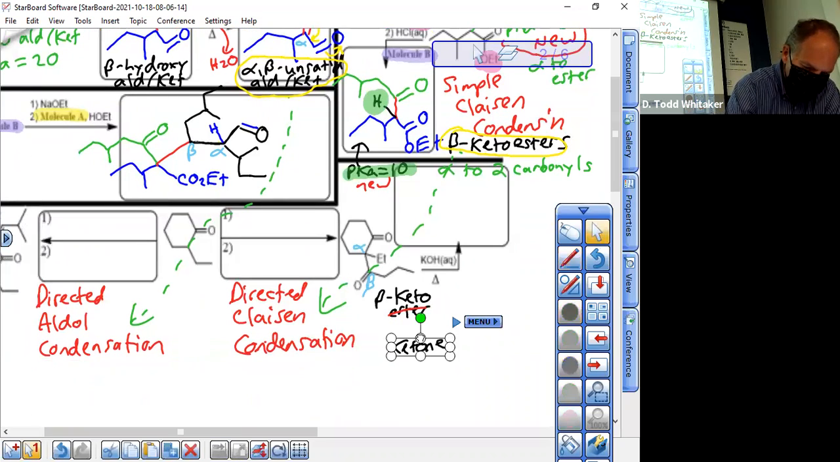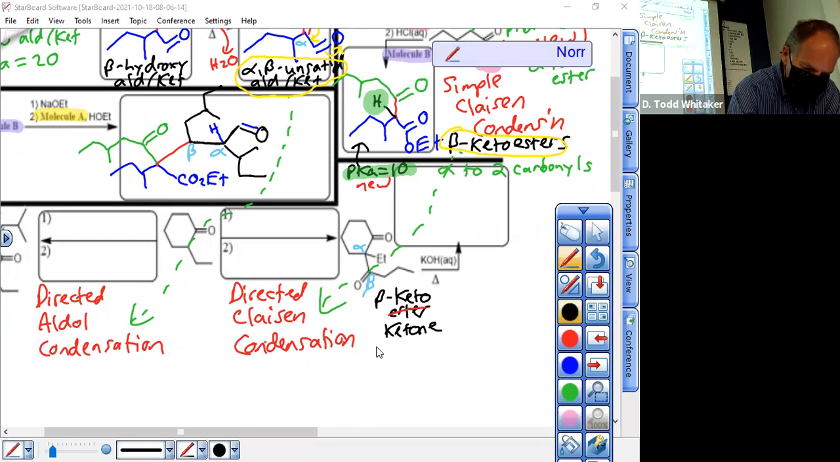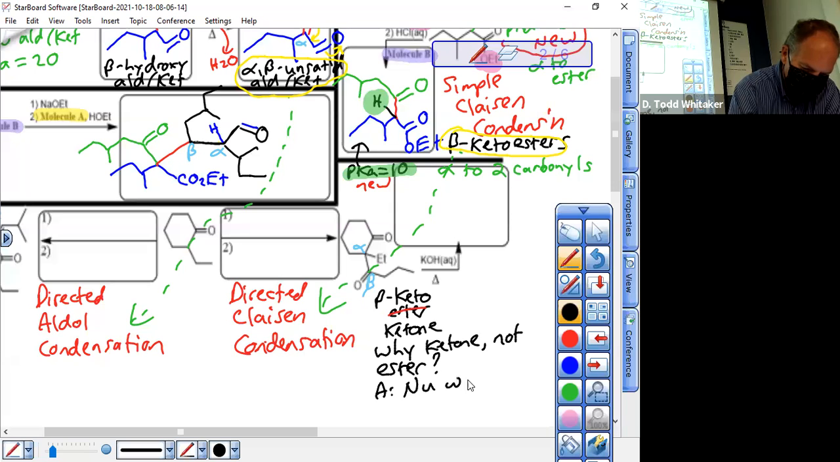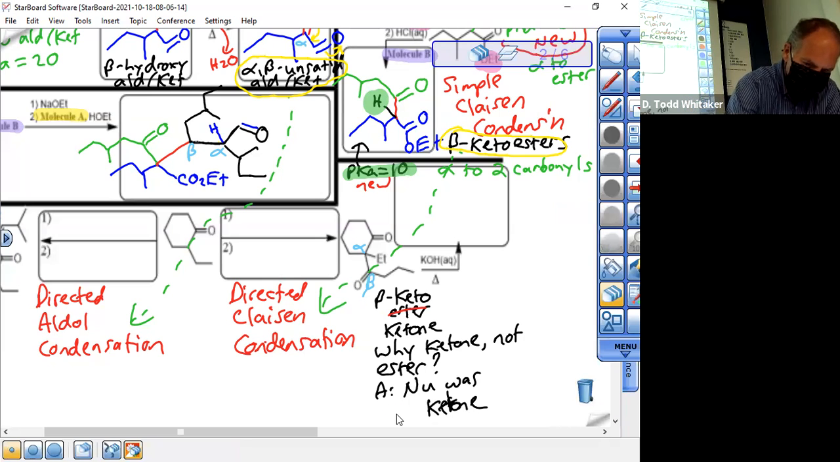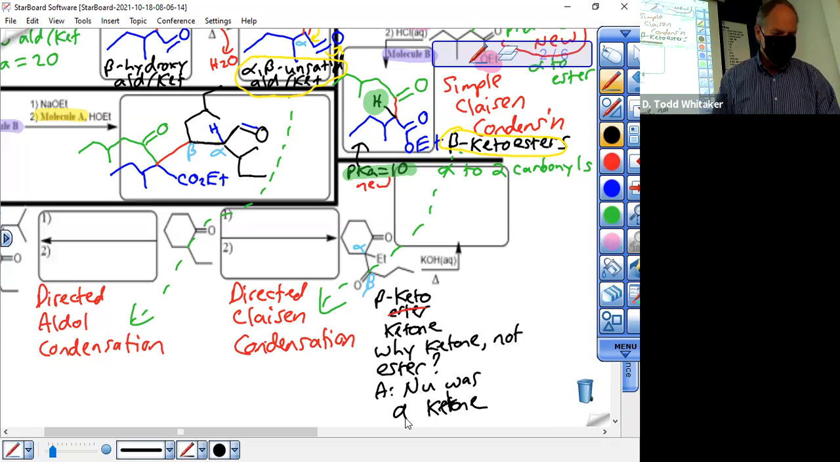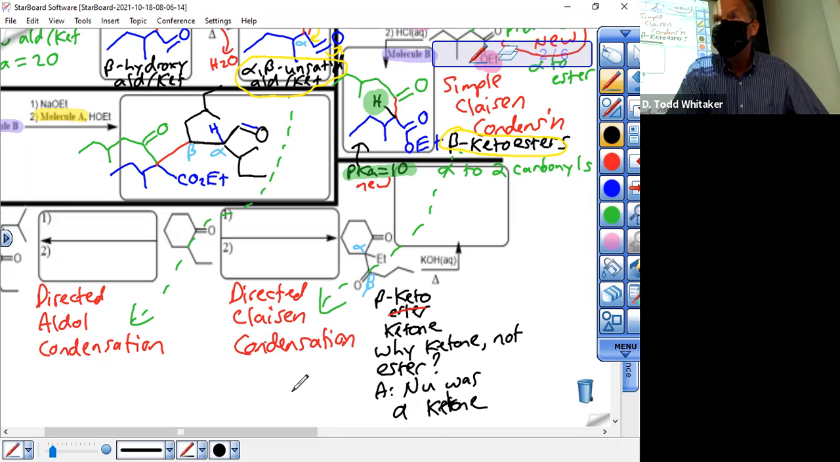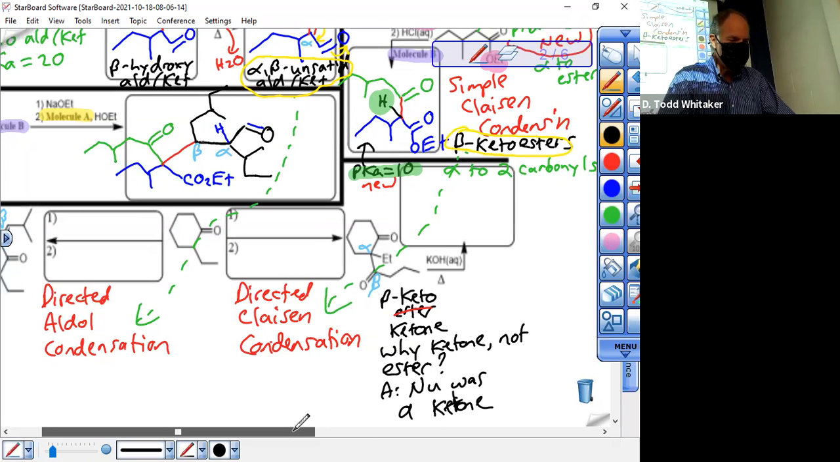Why ketone and not an ester? Good question. Why ketone, not ester? Answer: Nu was a ketone. Usually we don't start a Claisen with a ketone, but you can. That's what I'm trying to say. It's what gets attacked that's important. And we attacked an ester.